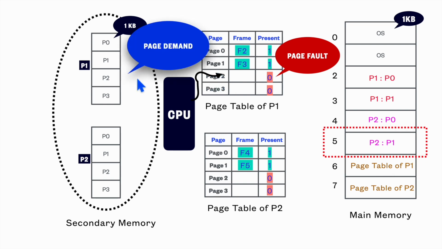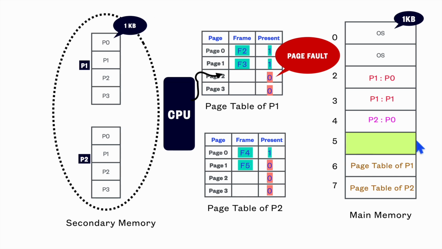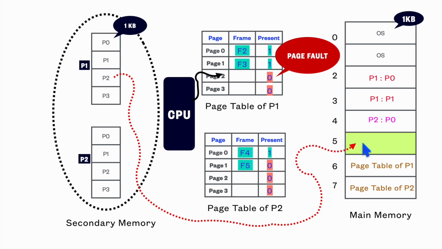In other words, it will demand a page from secondary memory to load into the main memory or primary memory, which is known as page demand. So to serve this page demand, page 2 of process P1 needs to be loaded into the main memory. For loading, it will free up this space first, and then it will load page 2 into this location.